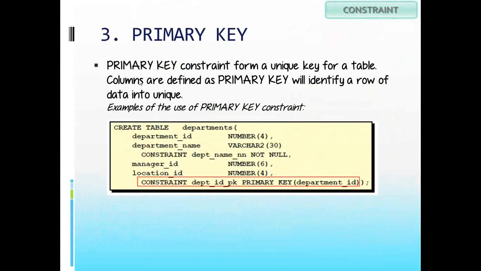Constraint number 3 is primary key. Primary key constraint forms a unique key for a table. Columns defined as primary key will identify a row of data uniquely. Example of the use of primary key constraint: we create the table departments and we make department ID the primary key in the column department ID.